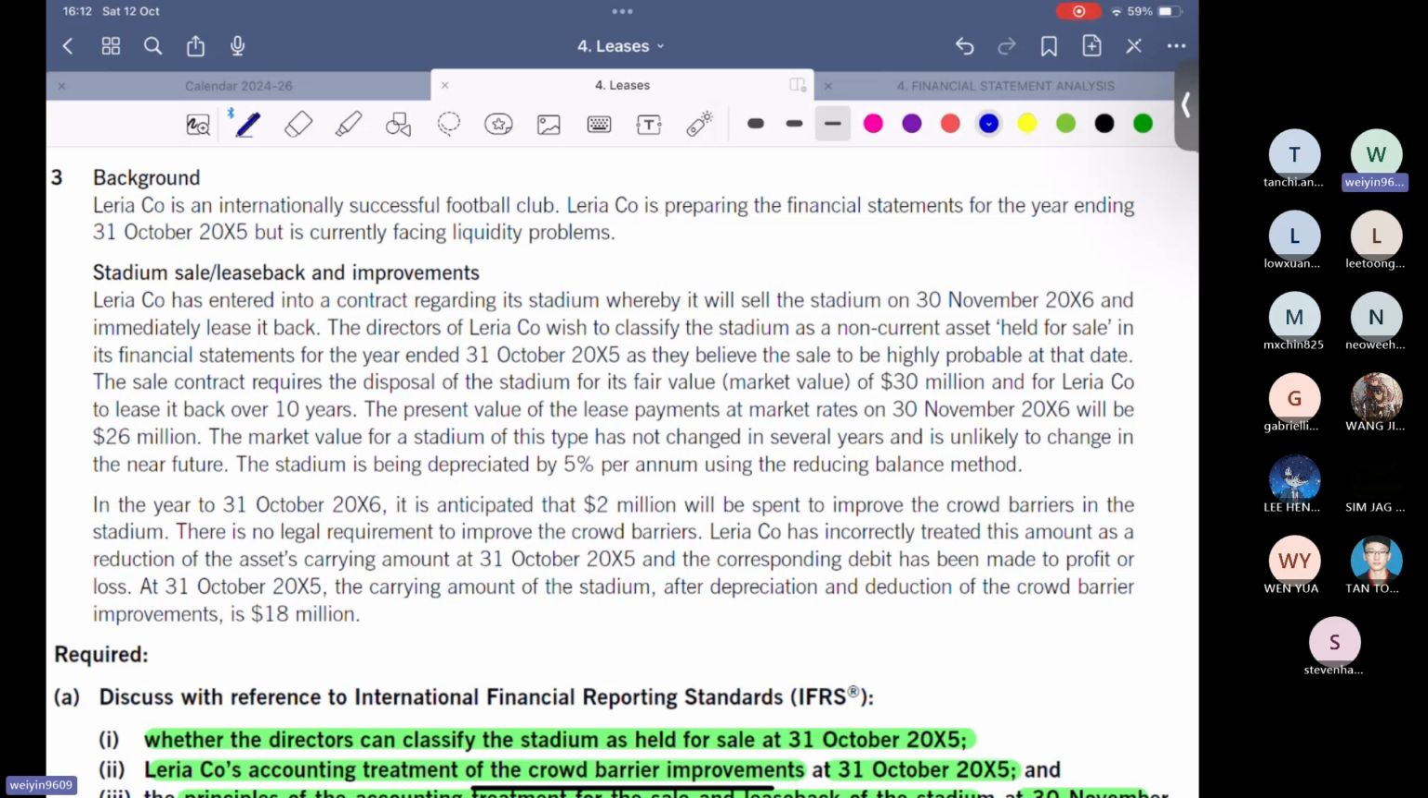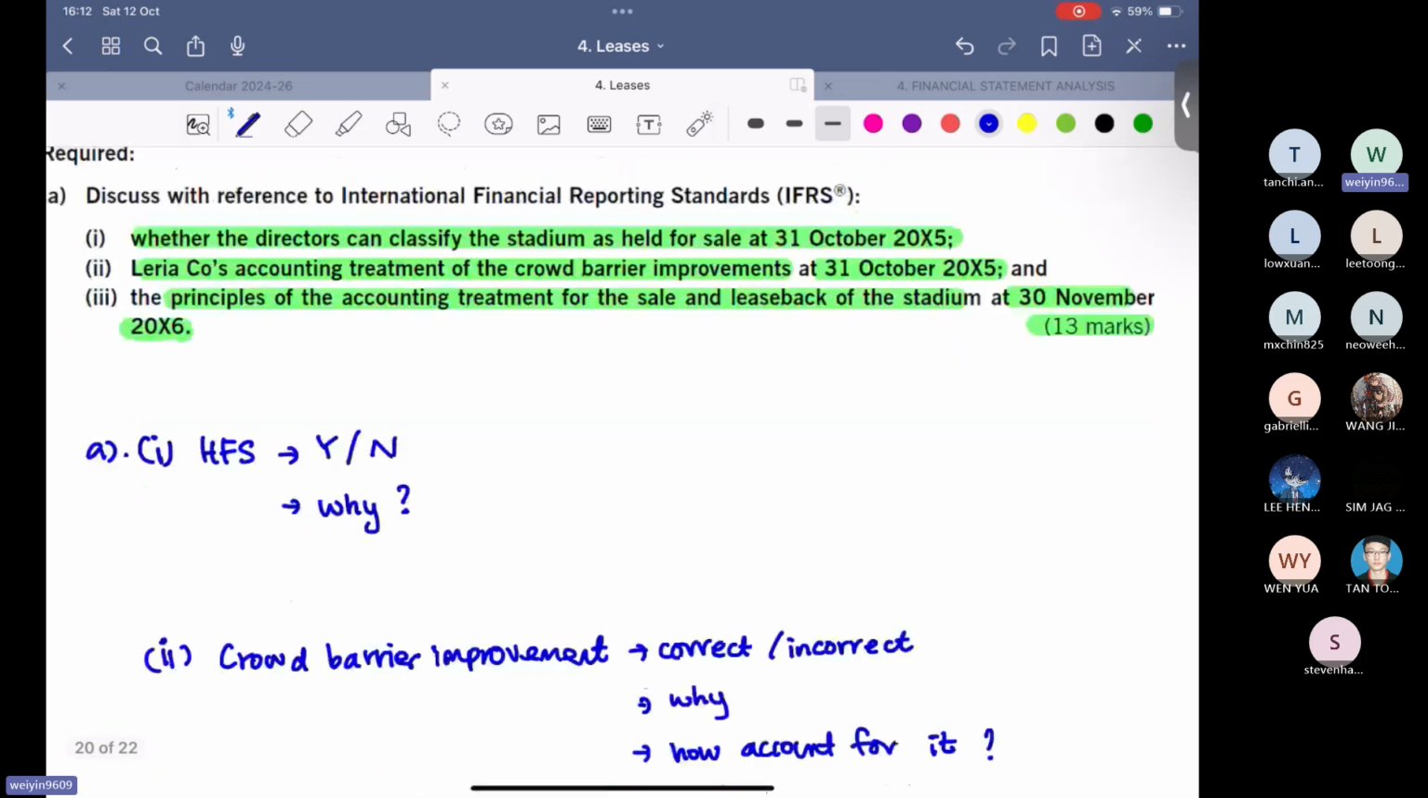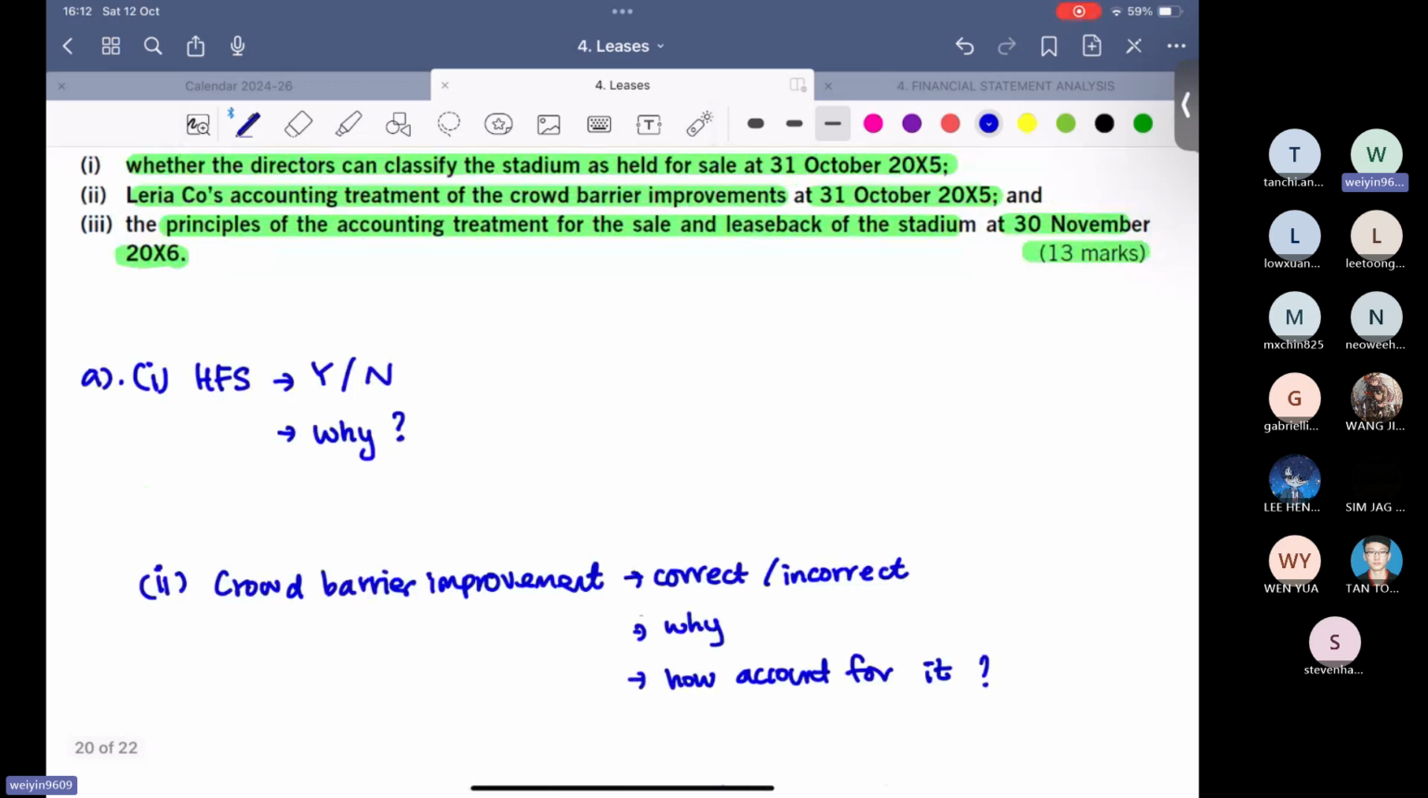Because it requires three things, I put in a question over here: when you answer this kind of question, when you classify as held for sale, ask yourself yes or no, and then why you say so. Always ask yourself why you say so. What will be your evidence to support your answer?